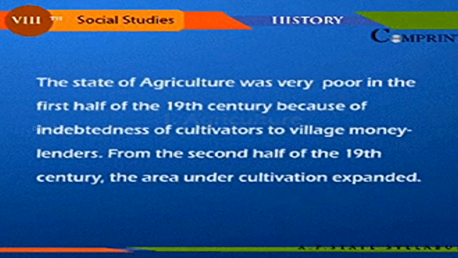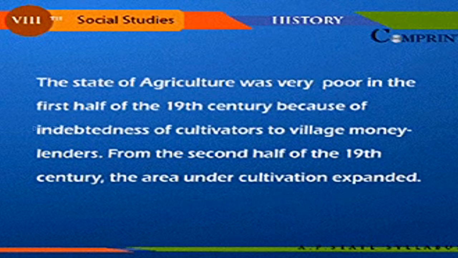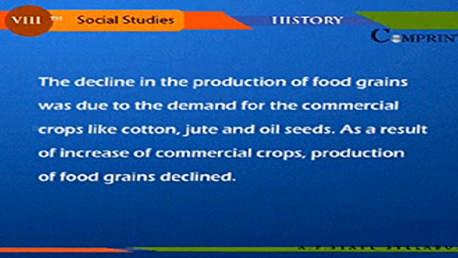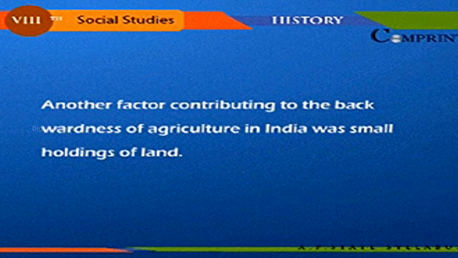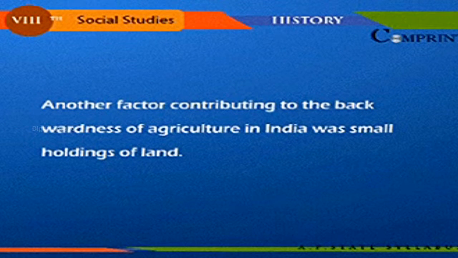Agriculture. The state of agriculture was very poor in the first half of the 19th century because of the indebtedness of cultivators to village money lenders. From the second half of the 19th century, the area under cultivation expanded. The decline in the production of food grains was due to the demand for commercial crops like cotton, jute, and oilseeds. As a result of the increase of commercial crops, production of food grains declined. Another factor contributing to the backwardness of agriculture in India was small holdings of land.